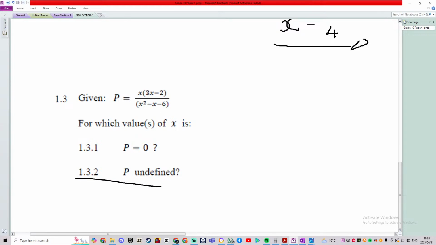Okay. Next, 1.3.2. For which values of x is p undefined? Now, I'm not gonna go further now. Someone needs to tell me what would make p undefined. Somebody must know this. What makes anything undefined? Please. Someone know this. I'm sure somebody knows. It's very simple, guys. Let's see if we're ready for tomorrow. What would make p, which is that fraction there, undefined?